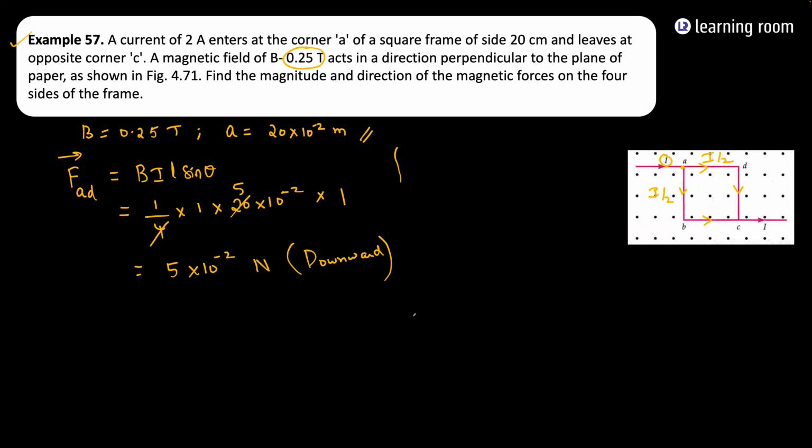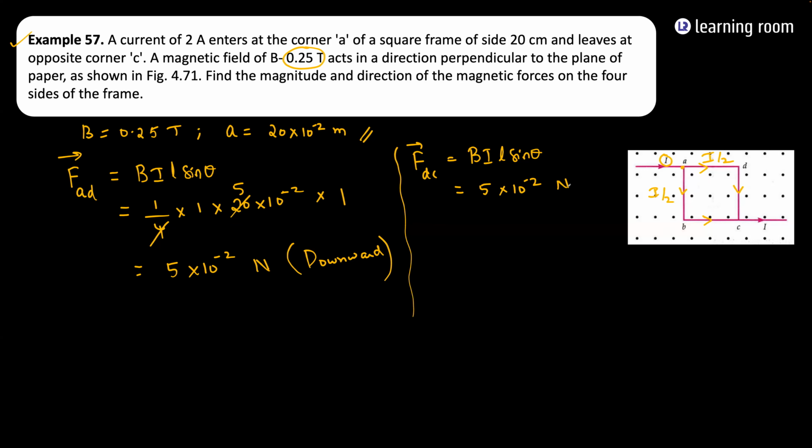Next is, what is the force across the wire DC? So this will be equal to the same BIL sine theta. Magnitude is going to be the same. So it is going to be 5 into 10 power minus 2 Newton. So every wire is going to experience the same amount of force. But what will change? The directions.